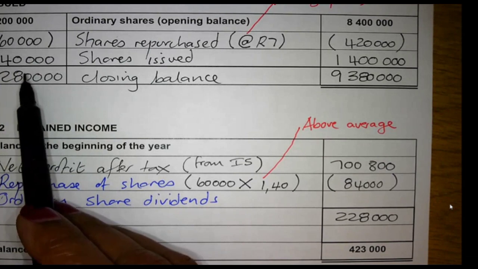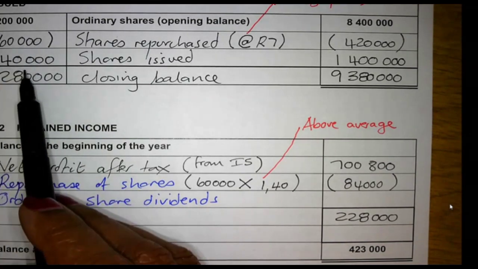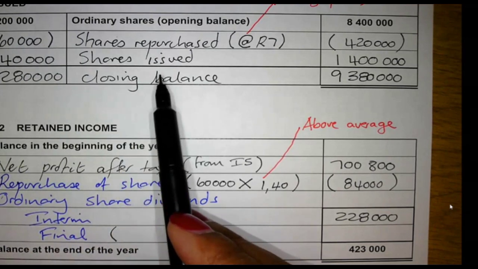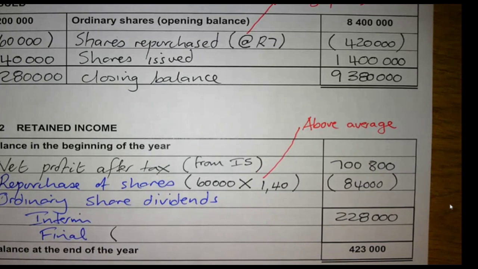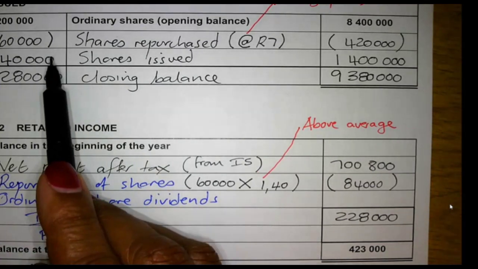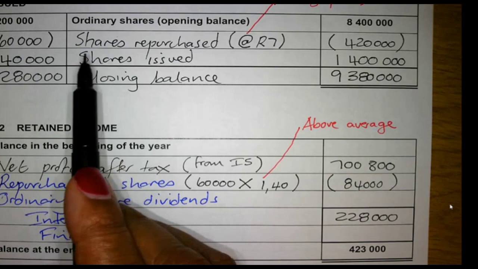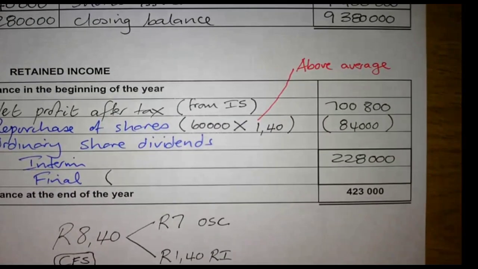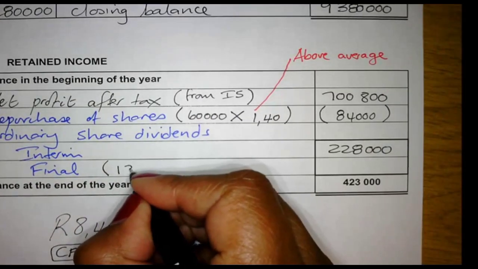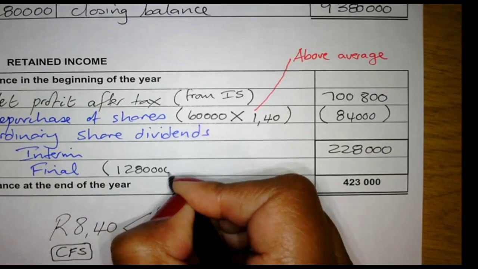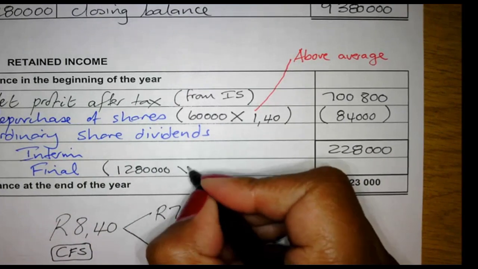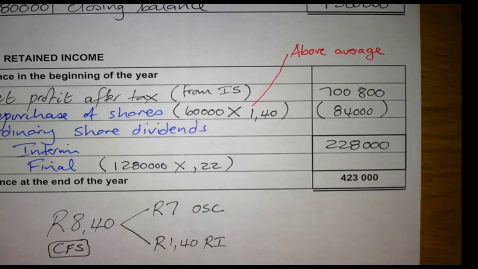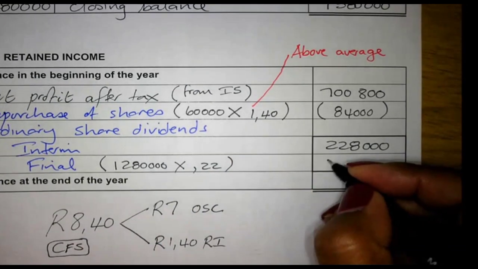So that is the amount you use for your calculation in this activity. Sometimes you repurchase shares at the end of the year, and then they say these shareholders still qualify for a dividend. Please take note of that. Or if you issue shares right at the end of the year, they might say these shares do not qualify. So please take note of that. I have got 2 minutes. So I'm going to say 1,280,000, and I'm going to times that by 0.22. Please note it's not 22, it's 0.22.